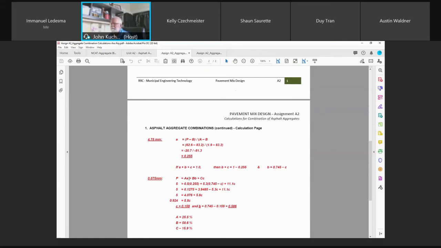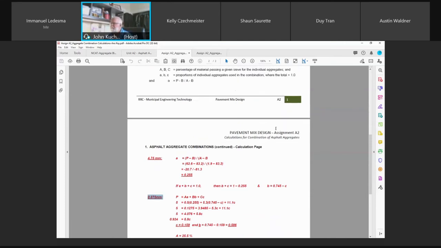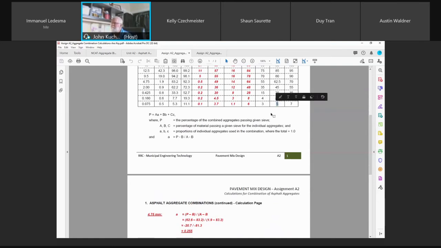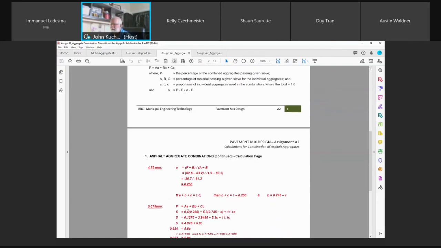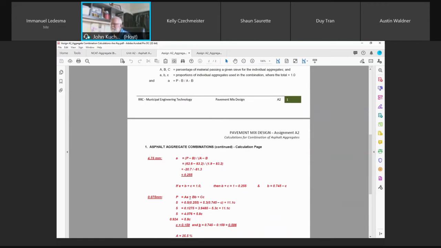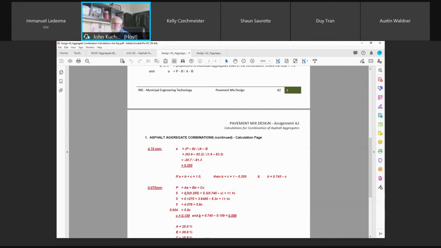So we go back to this formula. P is equal to Aa plus Bb plus Cc. We're looking at the 200 screen, 0.075. P is the percent passing that we're trying to get. Go to the 200 and it's 5. It's the middle. So 5 has got to equal A times a plus B times b plus C times c. We know that small a is 0.255. We just determined that up here. So what is the percent passing 0.075 for material A?